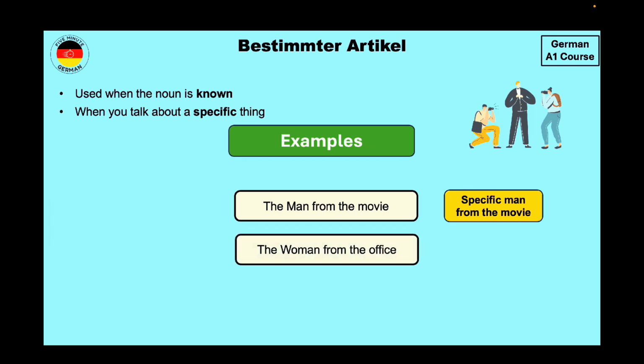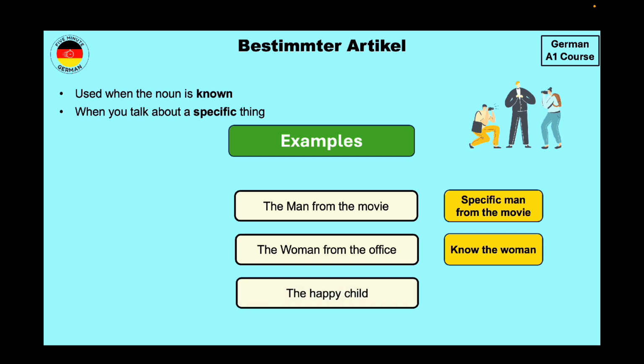Another example, the woman from the office. This means that I know the woman because she is from the office. Or the happy child. This means that I am only talking about the child which is happy and not about any child. So in all these cases, the noun is known or specific.